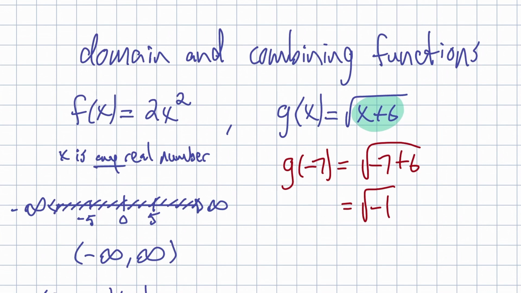And you might already know where this is going, but perhaps not. So the square root of negative 1 is not a real number. There's no real number that you can start with and square it and get negative 1 as a result. You can't do that, right?